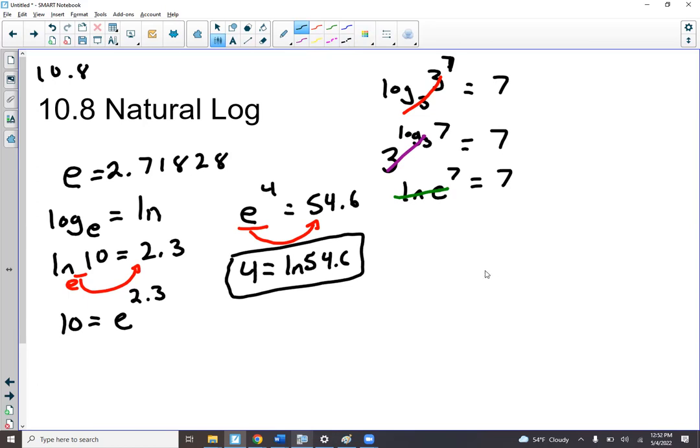With ln, you could do all the work from the previous sections. For example, if I had ln 3 plus ln 7, that tells me I need to multiply. So ln 3 times 7, which equals ln 21.